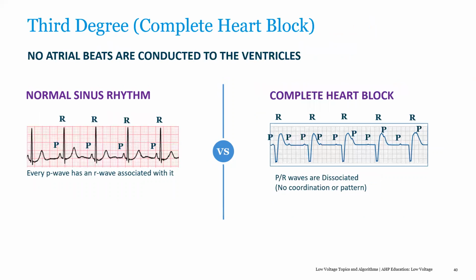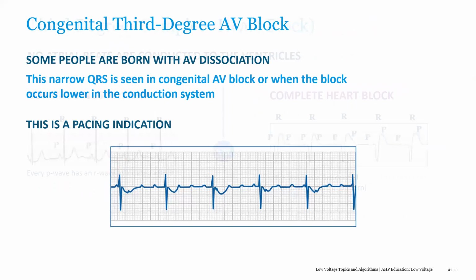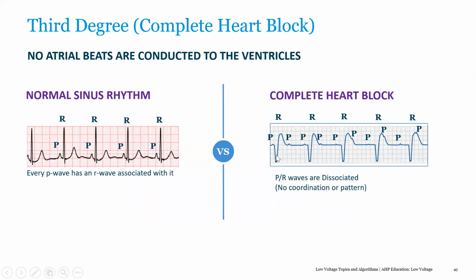And the final type of heart block is complete heart block. And if you look, I don't know if you can see my cursor here or not, but there are multiple P waves here, multiple R waves, but they are totally disassociated. So the top of the heart and the bottom of the heart are not communicating whatsoever.